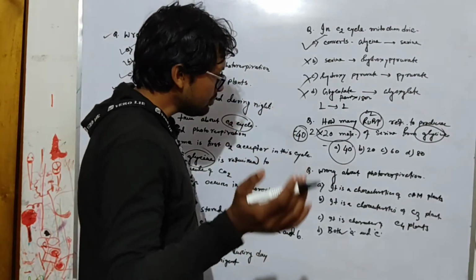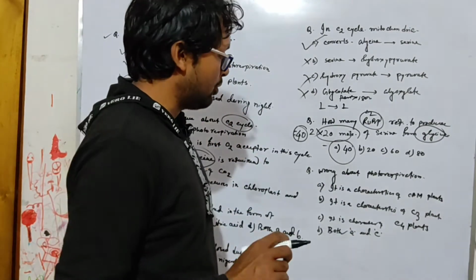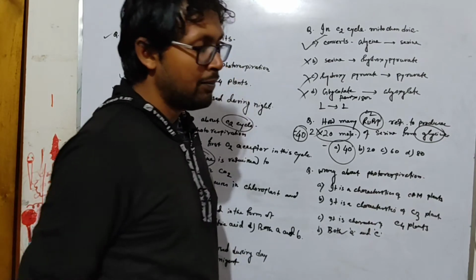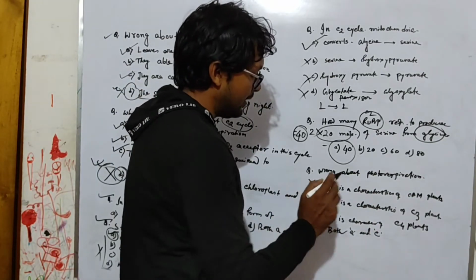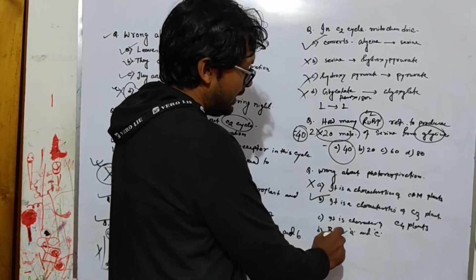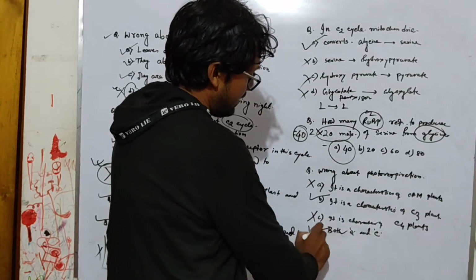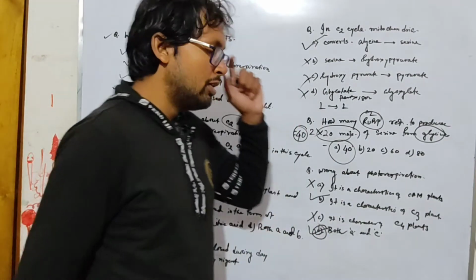Okay. Now, what is wrong about photorespiration? It is a characteristic of CAM plants. No, this is a wrong statement. It is a characteristic of C3 plants. Yes, it is right. It is a characteristic of C4 plants. No, it is wrong. So both A and C are the right answer. Okay, in this way you have to answer it.